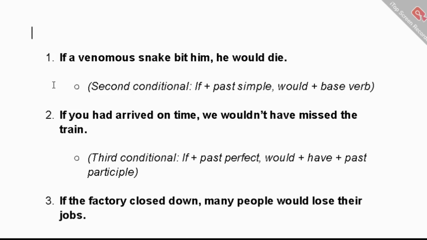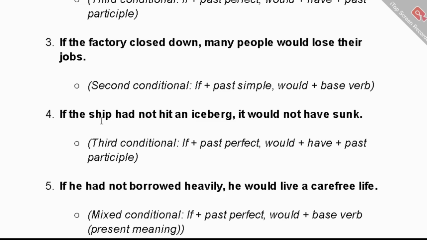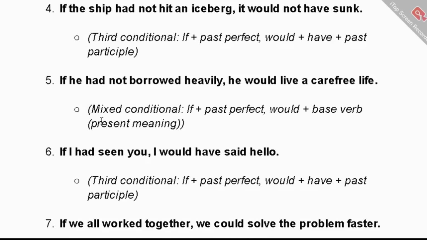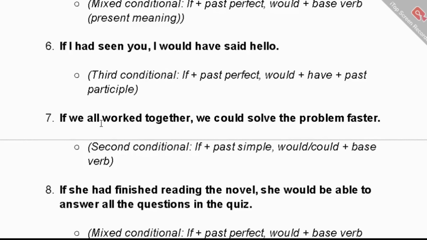This is the first one. If a venomous snake bit him, he would die. Second conditional: if plus past simple plus would plus base form. If you had arrived on time, we wouldn't have missed the train. You can pause the video or you can take a screenshot of this. So all these conditionals depend on the structures. It's very important for you to memorize all the structures. There are only 5 structures. If you memorize those, then you can easily change any conditional.